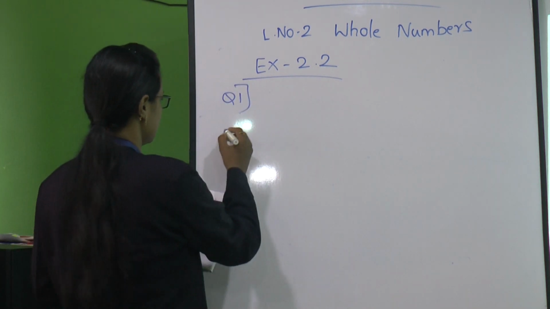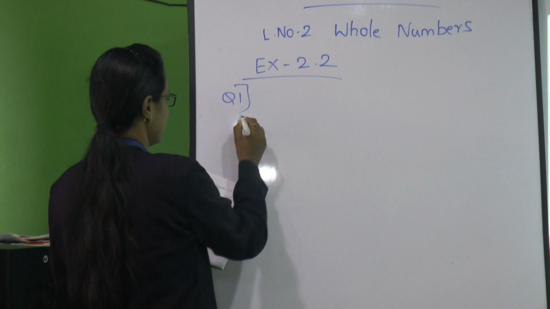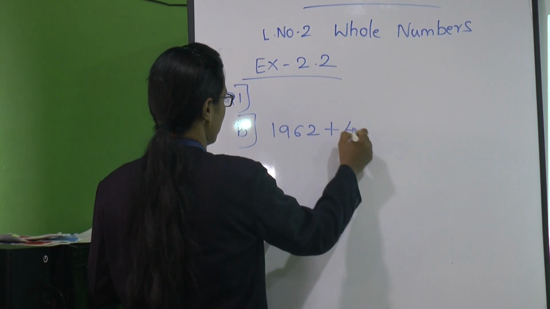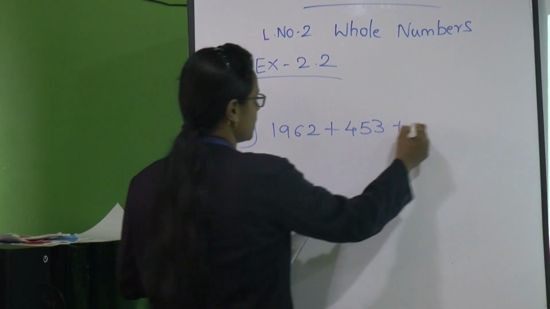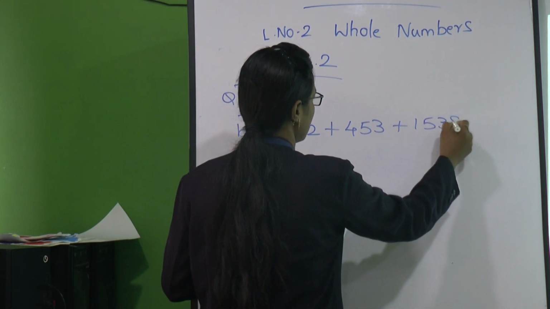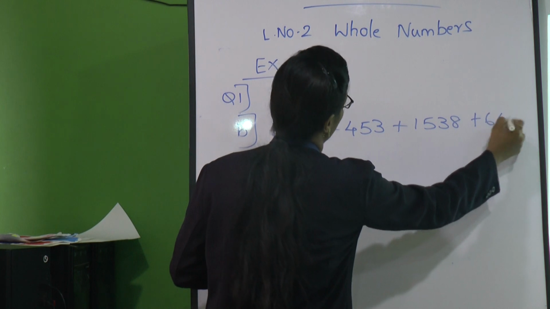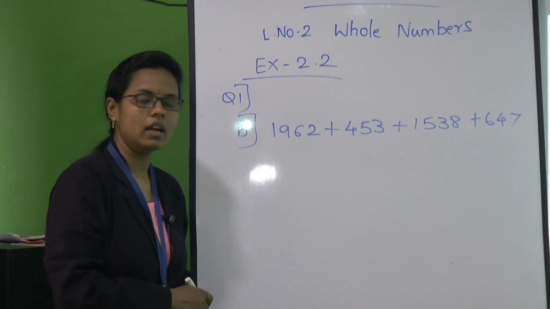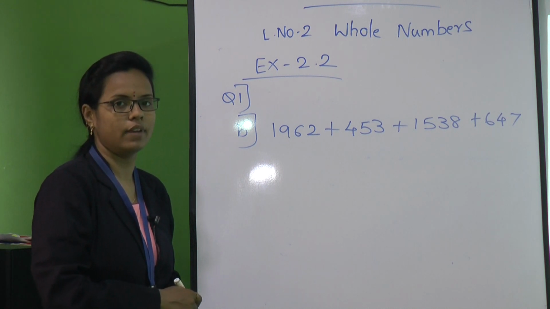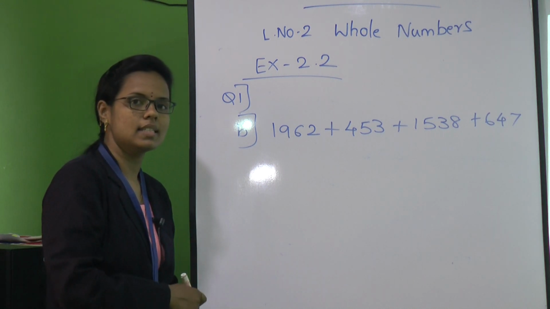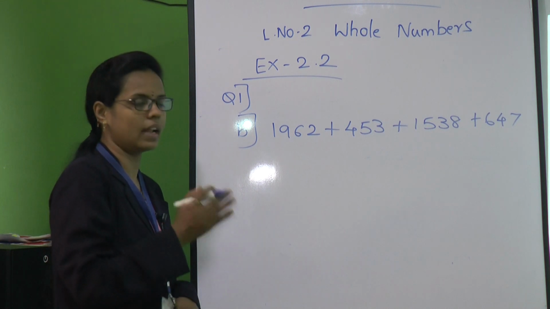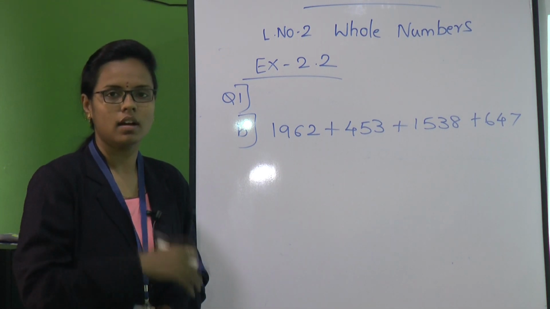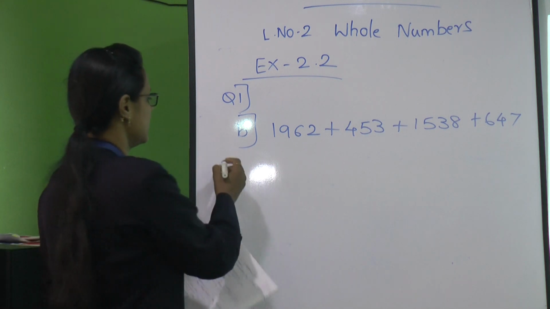Next question B1, 1962 plus 453 plus 1538 plus 647. In the previous example, we were having three different numbers. Now, in this we are having 4 different numbers. We can rearrange these 4 numbers in any way as per our requirement. Let us see this.